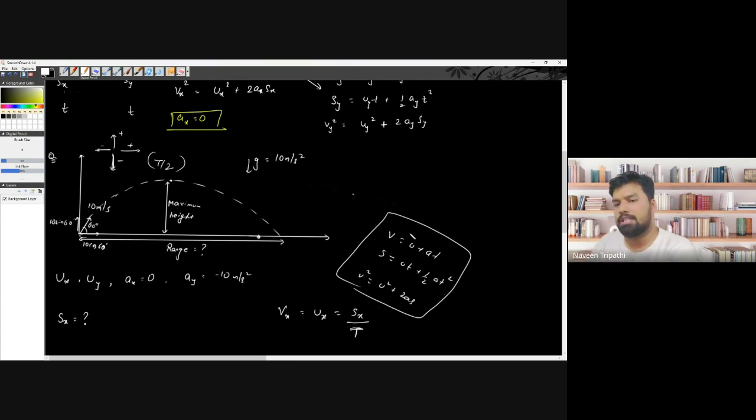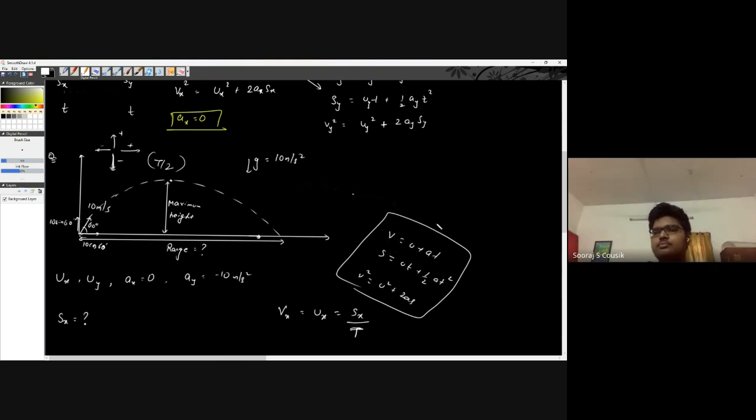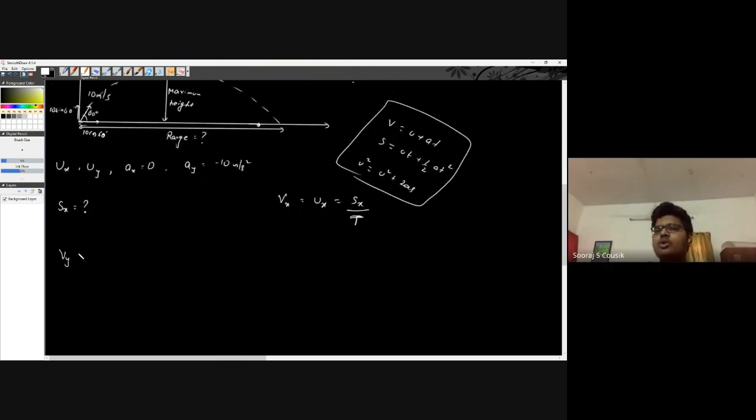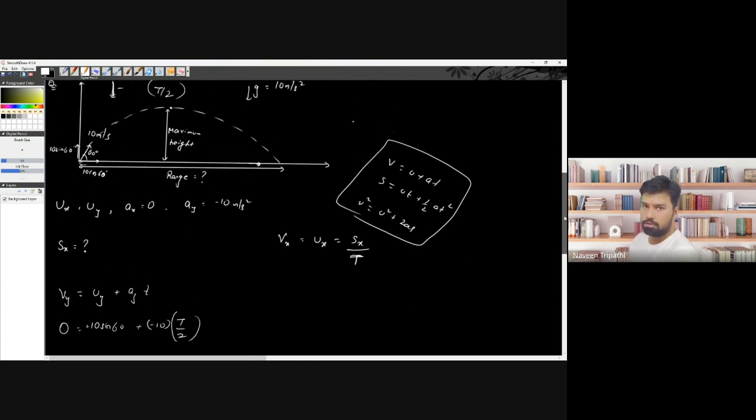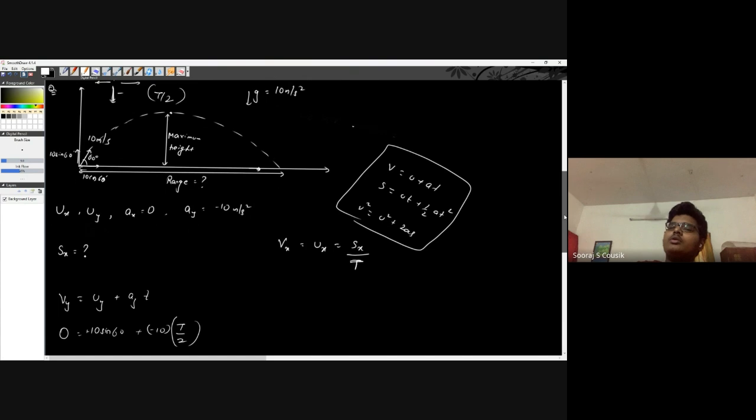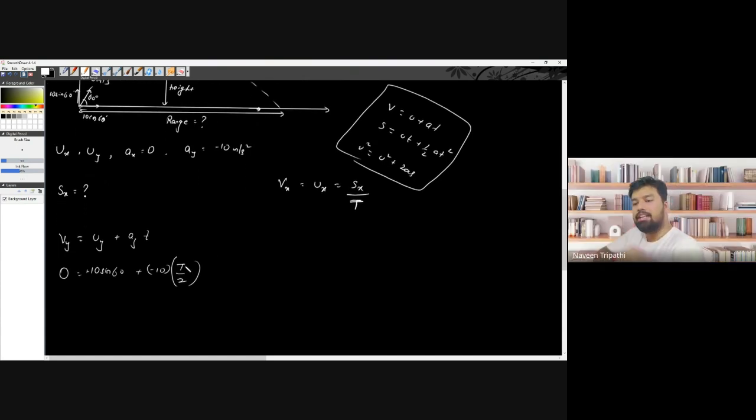How do you do it? Let's pick the first simple equation, v equal to u plus at. So 0 equal to uy plus ay into t. Vy is clearly 0. Uy is clearly 10 sine 60, because it's 10 sine 60 up. Ay is clearly minus 10. And what is small t now? It is capital T by 2. From here, we directly get the entire journey time.